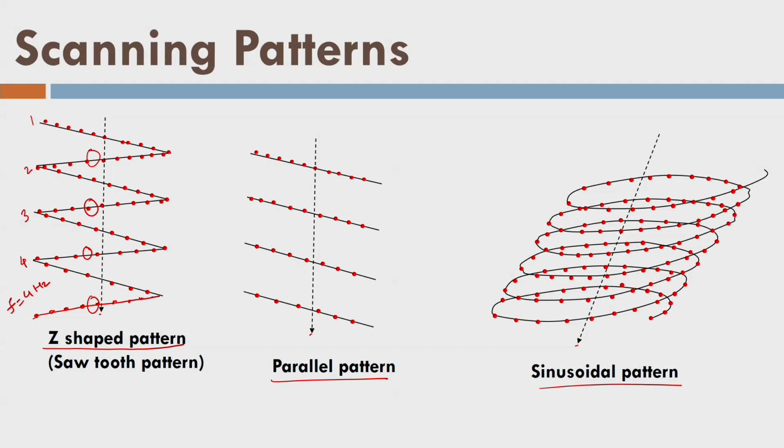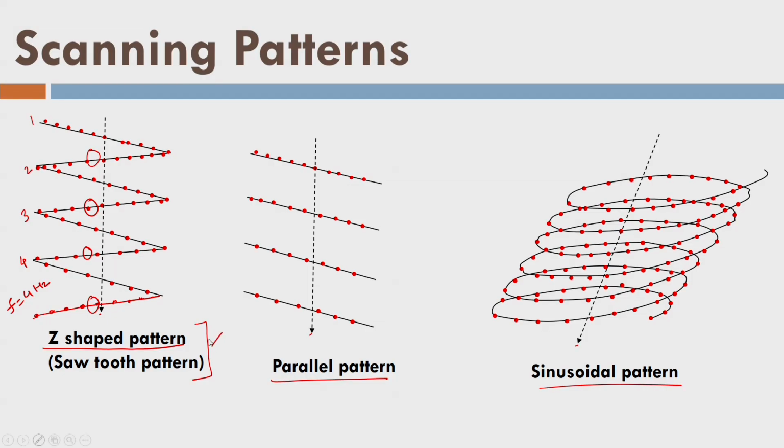Also, there are some other patterns possible. However, the Z-shaped pattern is the most dense data collecting pattern, and so it is the most popular among all the scanning patterns. So we are going to use this Z-shaped pattern only in this lecture. And again, I can say that it is very easy to understand. Once you understand the Z-shaped pattern, or sawtooth pattern, or zigzag pattern, then you can derive the other patterns also.